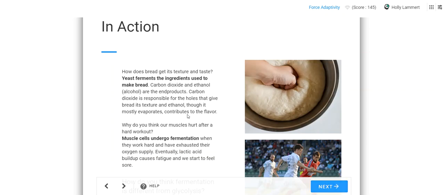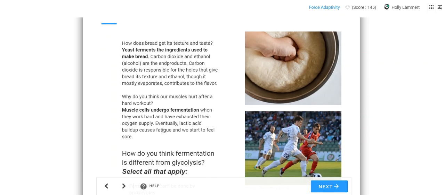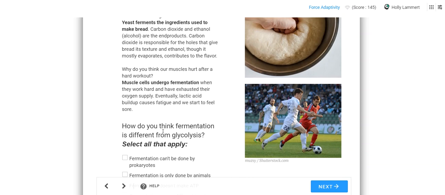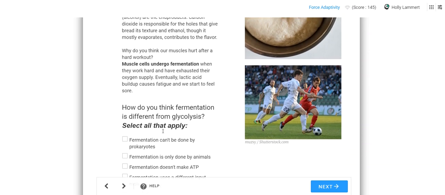How does bread get its texture and taste? Yeast ferments the ingredients used to make bread. Carbon dioxide and ethanol, or alcohol, are the end products. Carbon dioxide is responsible for the holes that give bread its texture, and ethanol, though it mostly evaporates, contributes to the flavor. Why do you think our muscles hurt after a hard workout? Muscle cells undergo fermentation when they work hard and have exhausted their oxygen supply. Eventually, lactic acid buildup causes fatigue and we start to feel sore.